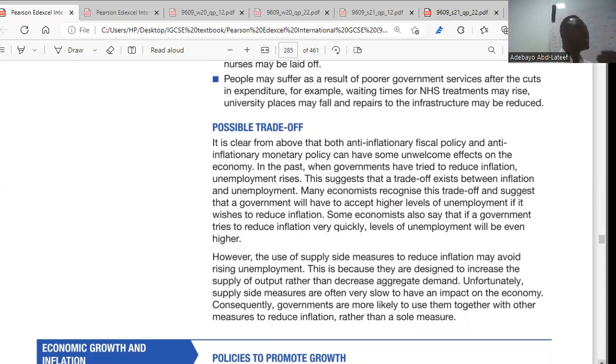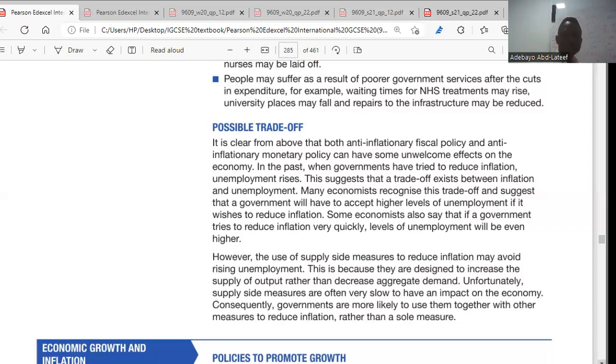If government is trying to reduce the inflation rate, the unemployment rate might rise. There's no way out between inflation and unemployment. If unemployment has to reduce, inflation would rise. And for you to correct inflation, you might have to increase unemployment too. They have to balance between both, and it's always difficult. So that is the point they're making.